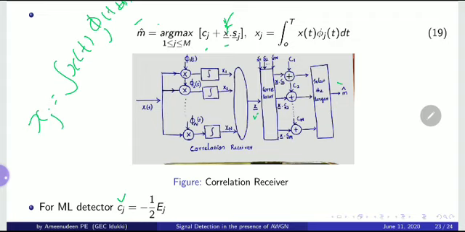In the ML rule, the messages are all equiprobable, so you can use Cj as minus half into Ej. The message probabilities are constant or equal, so that term is neglected. So if you are asked to draw the correlation receiver for the ML detector, instead of Cj you can use minus half into Ej. That's the only difference.